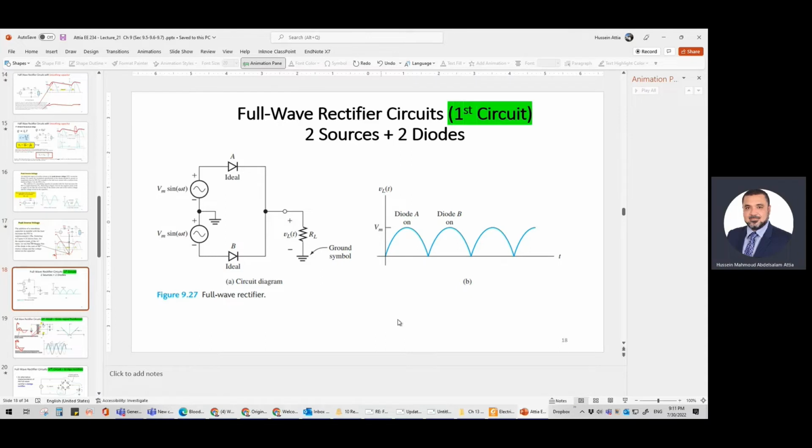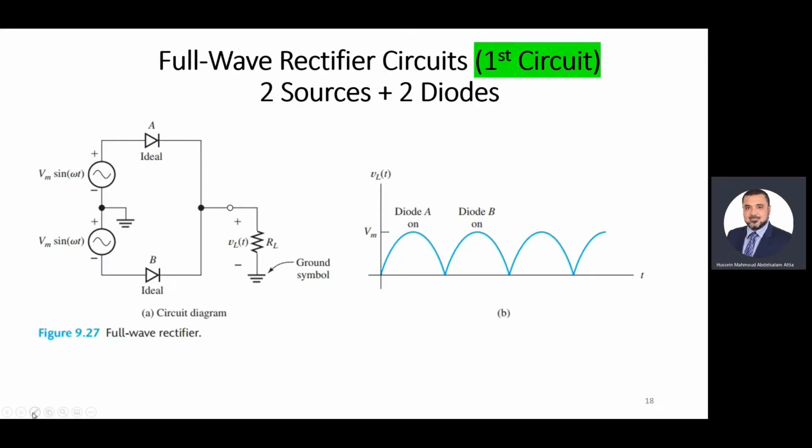This is the full wave rectifier. Again, in the full wave rectifier, as you can see here, when the input is positive, positive means we will have this polarity for this source. And we have the same source here. We have two sources. So this diode will be on. For the other diode, the current is coming this way. This diode will be off.